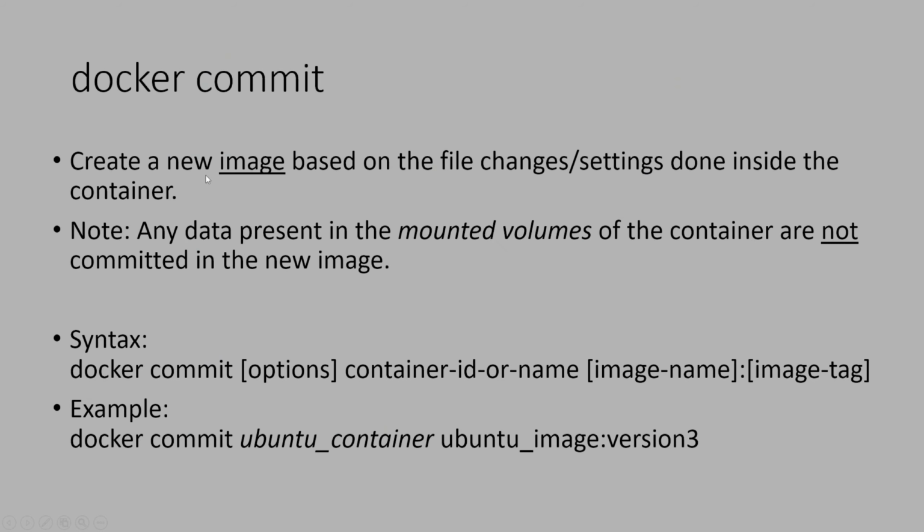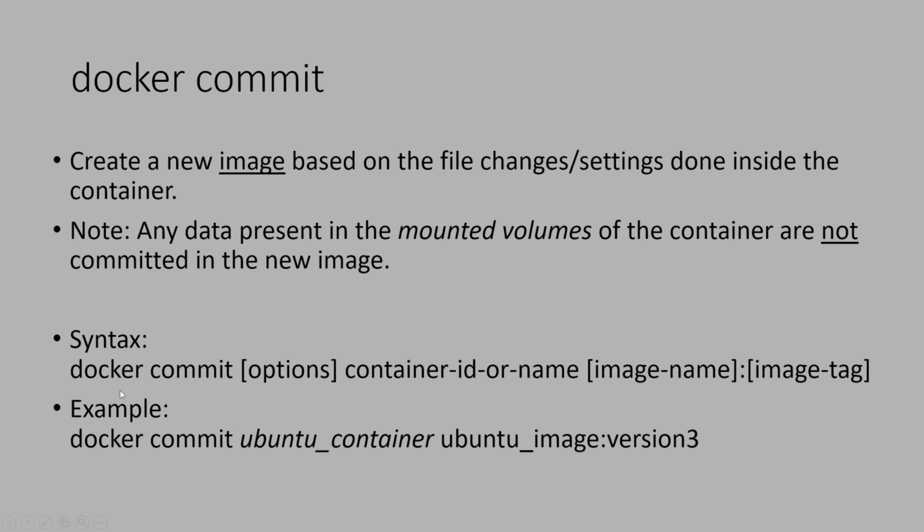The Docker commit command is used to create a new image based on the file changes or any settings changes done inside the container. This image can be later transferred into another server or another virtual machine, which can be used for further debugging, or if you want to export that data set into another server. One more thing to note is that inside the container, if there are any mounted volumes, the data present inside those mounted volumes is not committed in the new image. So we need to be careful of this.